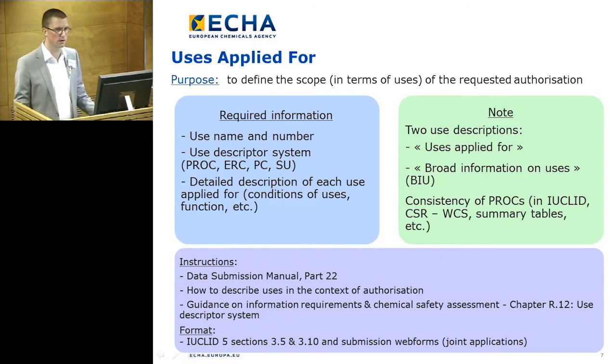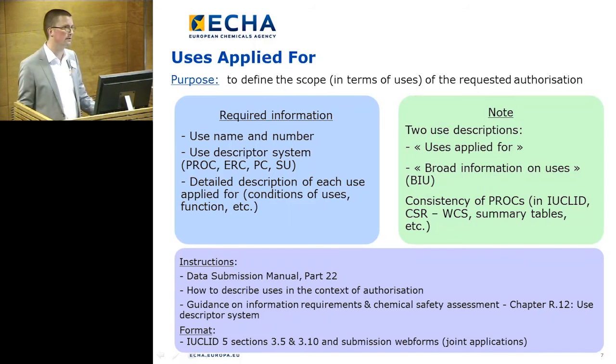There are two use descriptions. One is the uses that you are applying for, and the other is the broad information on uses. Try to be consistent with the process, so in Euclid, CSR, and worker contributing scenarios, and summary tables, etc. We wouldn't like to get lost puzzling about this, because that's going to mean additional questions from Rak and Serg back to you, and that is again additional work.